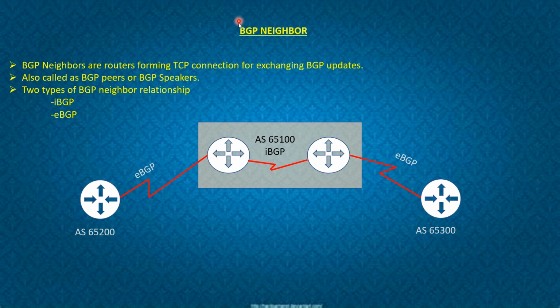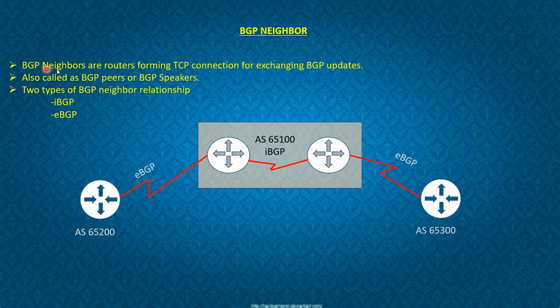And let's see, what are the neighbors in BGP? So basically there are two types of neighbors in BGP: IBGP and EBGP. Neighbors which are part of the same AS form an IBGP neighborship, and neighbors between two different AS form an EBGP neighborship.